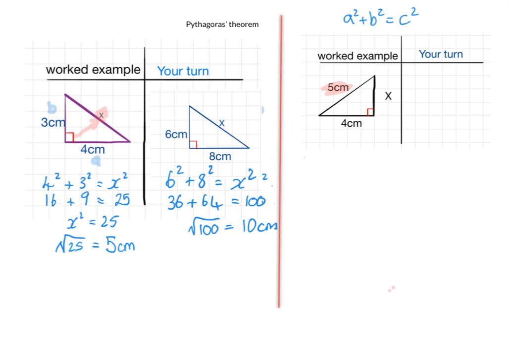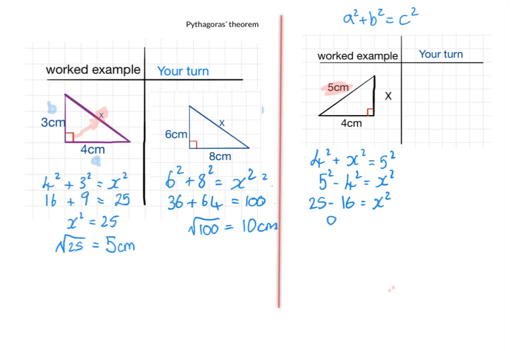Okay, so putting that in now, I've got 4 squared plus x squared, because I don't know what that side is, equal to the 5 squared, because the 5 is the c. So in order to work that one out, I can just subtract instead of add. So 5 squared, take away the 4 squared is equal to the x squared. So I've got 25 minus 16 is equal to x squared.